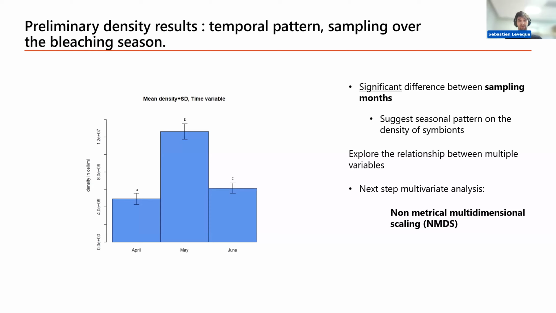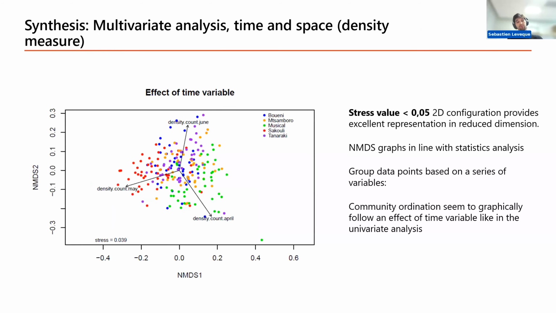The thing is, the past 4 graphs that you've just seen only explore one data set in a univariate analysis. And as coral reefs are quite a complex structure, they need to be explored in a multivariate aspect. So we went on to a non-metric multidimensional scaling. This is a graphical representation of a new ordination of our dataset, which allows us to compile different variables together and see how they interact with each other.